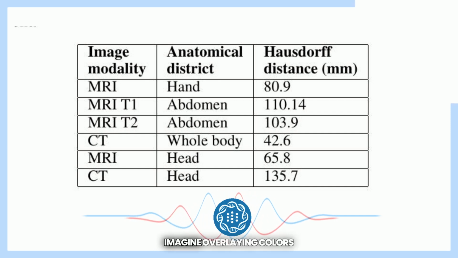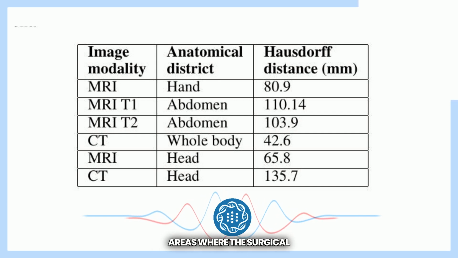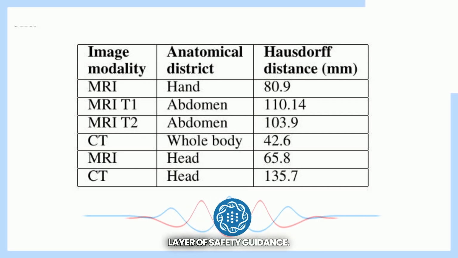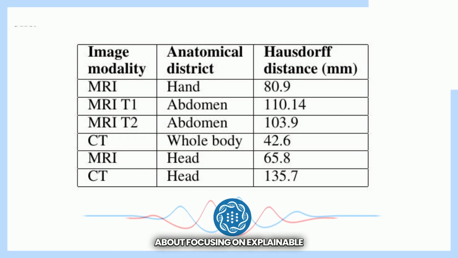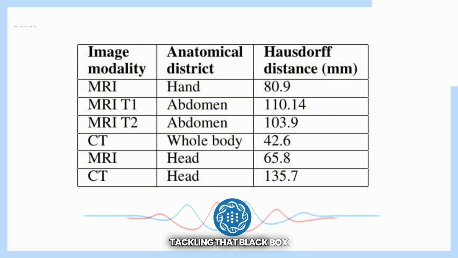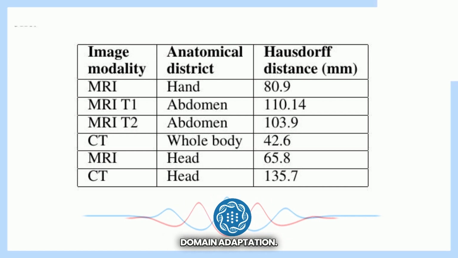Uncertainty maps? Yeah, imagine overlaying colors on the 3D skin model, showing areas where the surgical navigation system might be less certain, maybe because the image quality there is poor, or it's near a really critical organ. Adds a layer of safety guidance. Right. They also explicitly talk about focusing on explainable and trustworthy AI directly tackling that black box issue for skin segmentation. Making AI understandable.